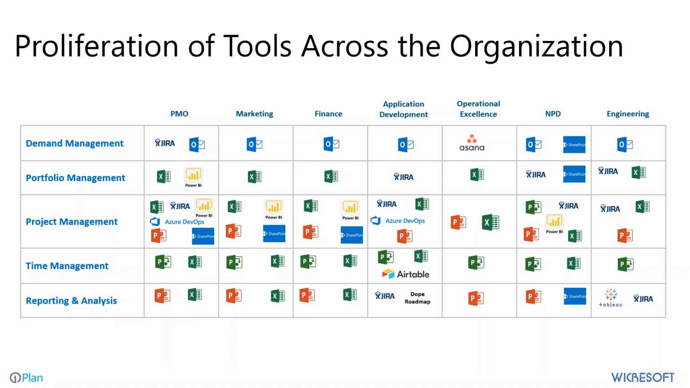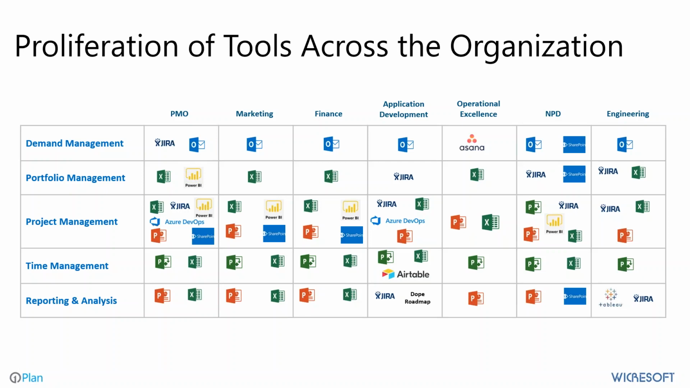The net result is that even today, there is a wide proliferation of tools being used across the organization. If you just use this as a sample, if we look down the y-axis at the different functions, demand management, portfolio management, project management, time management, reporting and analysis, and then go across the upper x-axis at the different functional areas within a company, you can see that to perform these functions, it's not atypical to see something like this, where people are using a combination of targeted tools, general office applications, spreadsheets, and other things to make these things work.